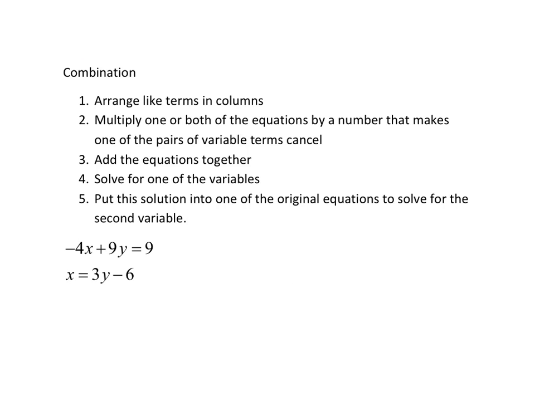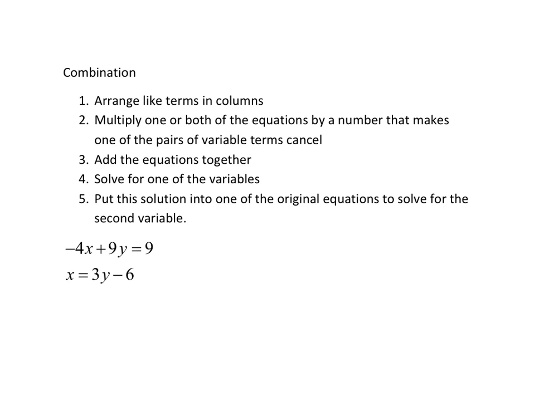The second way to solve equations using algebra is to combine them together. So there's 5 steps. First, you arrange the like terms in columns. Then you multiply one or both of the equations by a number that makes one of the pairs of variable terms cancel. It's a mouthful, but it's pretty easy to do once you get used to it. Then you add the equations together. After you add the equations together, you have an equation you can solve for one of the variables. And then you put that answer into either one of your original equations to solve for the second variable.